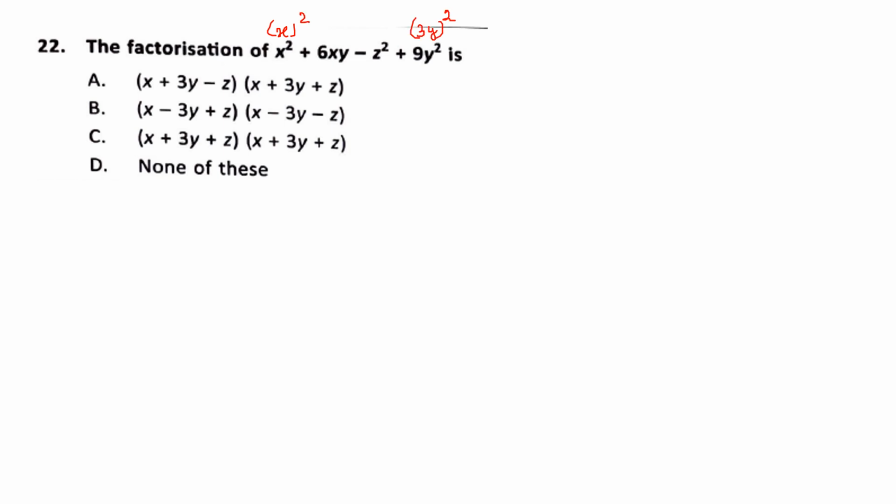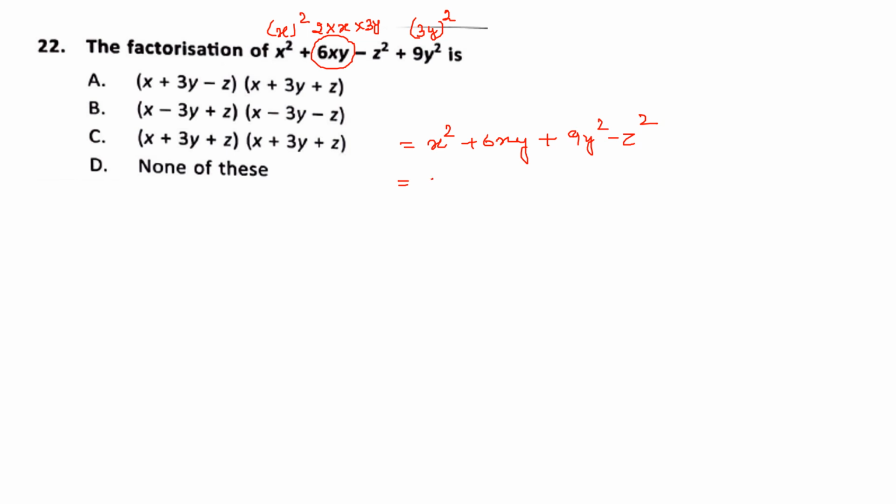I am trying to fit this in one identity, isn't it? The identity of a plus b whole square is a square plus 2ab plus b square. So if I take this as my a square, this as my b square, let's find 2ab. So 2 into x into 3y, and when I do 2 into x into 3y, I am going to get 6xy, isn't it? It means I am going to write this as x square plus 6xy plus 9y square minus z square.